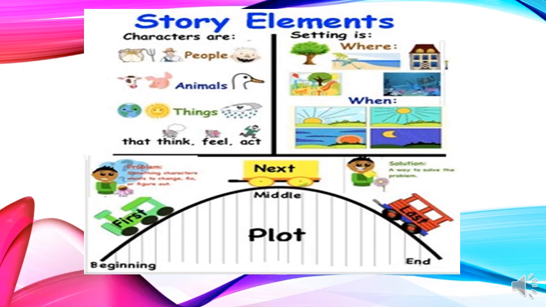Now, come to the plot. Plot is very, very important. So, a story plot has 3 paragraphs: beginning, middle, and end. So, first is beginning, next is middle, and last is end of the story.